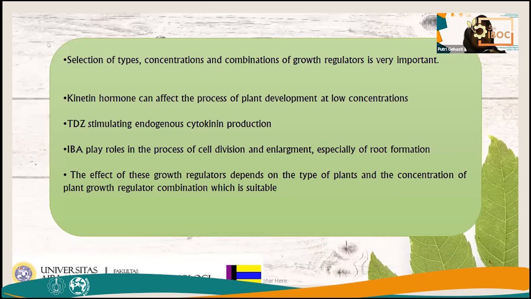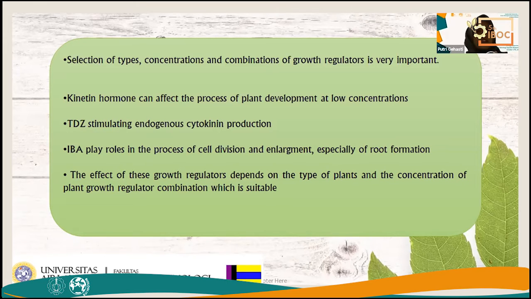After we see the result, we know that the selection of types, concentration, and combination of growth regulator is very important. Kinetin hormone can affect the process of plant development at low concentration. Meanwhile, thidiazuron can stimulate endogenous cytokinin production, and IBA can play roles in the process of cell division and enlargement, especially of fruit formation. And the effect of this growth regulator depends on the type of plants and the concentration of plant growth regulator combination, which is suitable for plant growth.